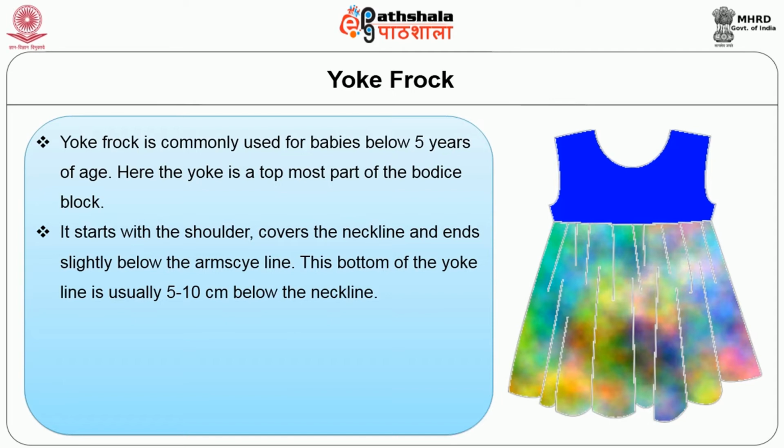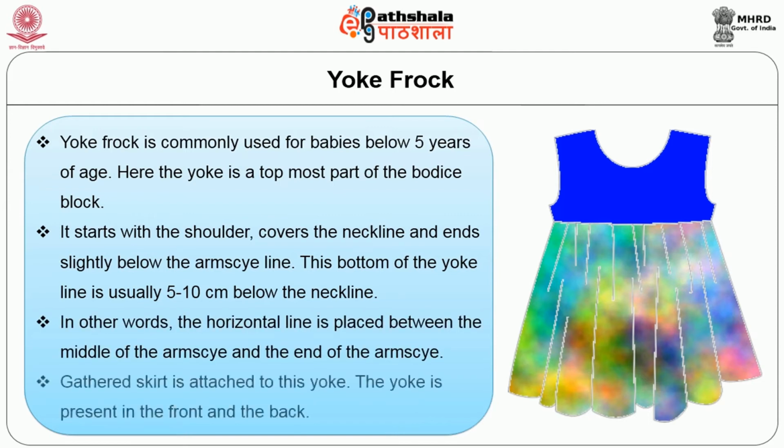This bottom of the yoke line is usually 5 to 10 centimeters below the neckline. In other words, the horizontal line is placed between the middle of the armscye line and the end of the armscye line. The gathered skirt is attached to this yoke. The yoke is present in the front and the back patterns.